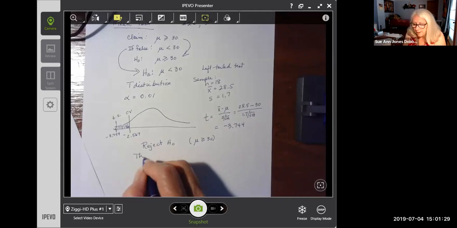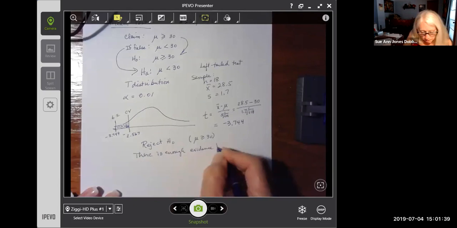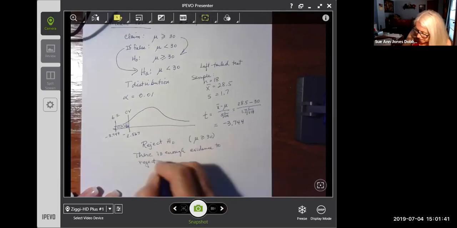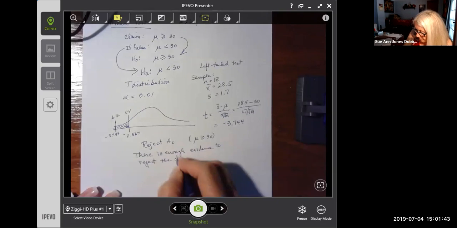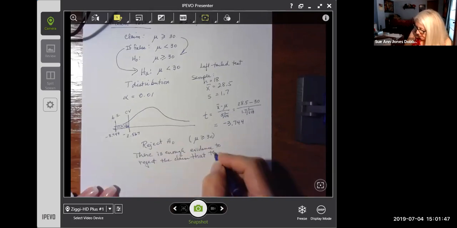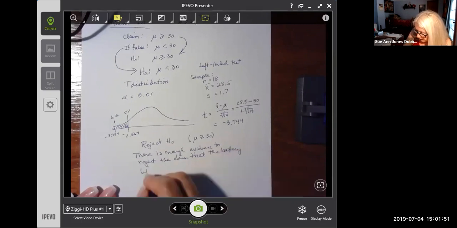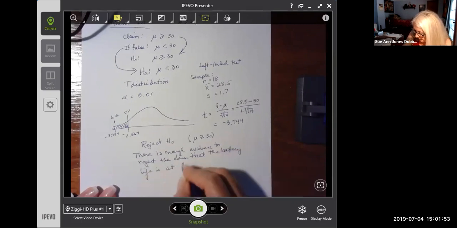Okay, so there is enough evidence to reject the claim that the battery life is at least 30 hours.